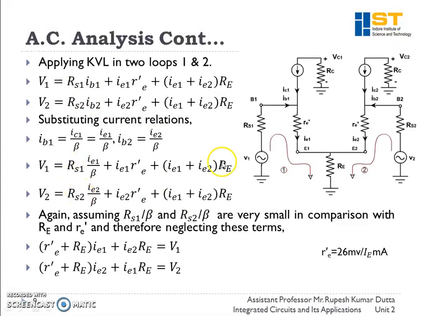Now, as RS1 and RS2 are the source resistances and these values are very small, RS1 upon beta and RS2 upon beta are very small compared to r'E times IE2 and RE times (IE1 plus IE2). So we can remove these terms. After removing them, we get V1 equals IE1 times (r'E plus RE) plus IE2 times RE. We can get the second equation similarly. As we can say, r'E is very small, that is 26 millivolt per I milliampere. So the milli cancels, and if we have I as 20 milliamperes also, then we get r'E equal to almost 1.